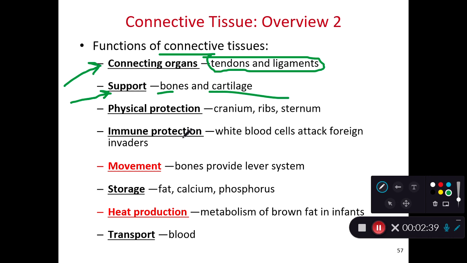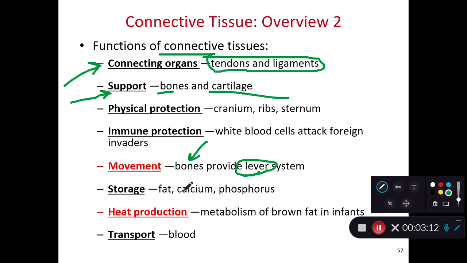We also are going to get immune protection. Blood is a connective tissue, and we have white blood cells that are part of that connective tissue. We also use connective tissue for movement. In particular, our bones are going to give us leverage. When our muscles contract, those muscles will pull on tendons, which will then transfer the force to bones, and then that force can go from one bone to another bone via a ligament. So there's lots of movement associated with our connective tissues.